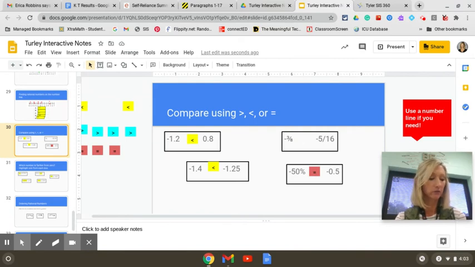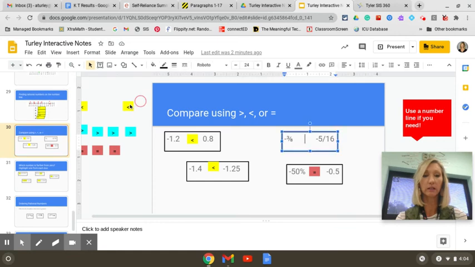This one, I have negative 3/8. So when I take 3 divided by 8, I get negative 0.375. And when I take 5 divided by 16, I get negative 0.3125. So 3/8 was negative 0.3750. So that's going to be more negative. So that one is also going to be less than.